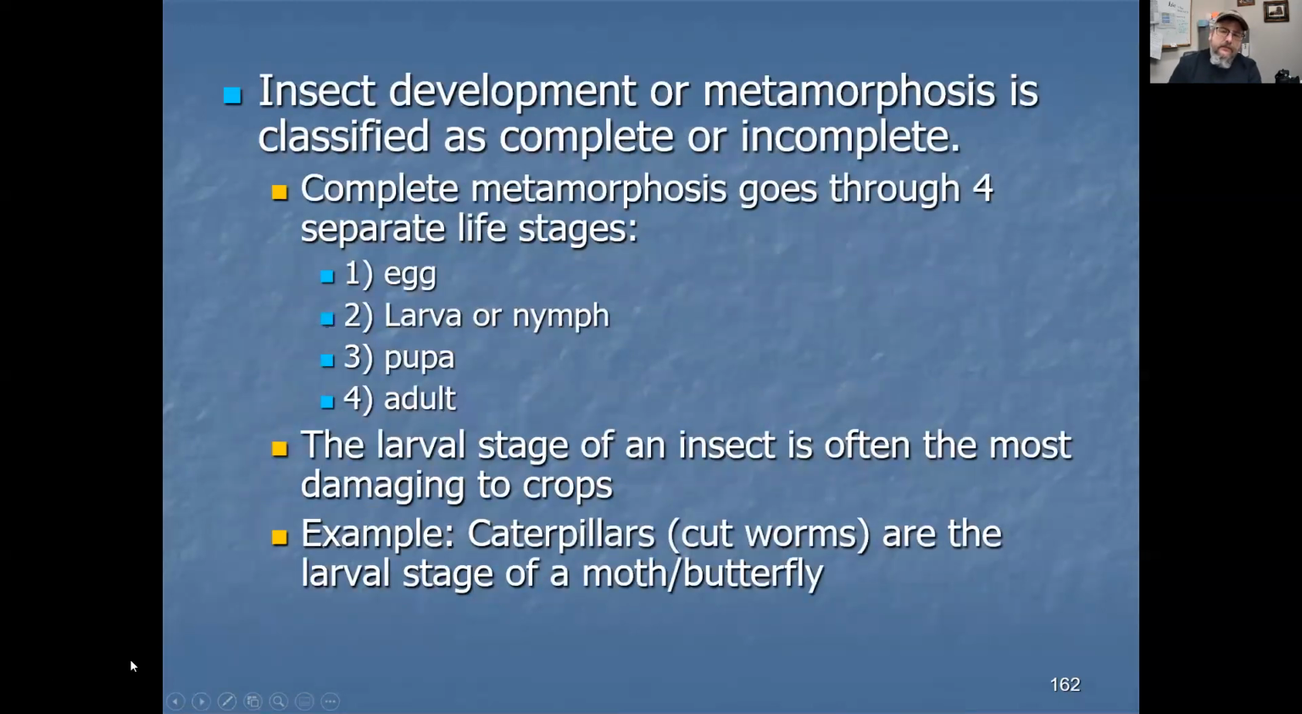Insect development or metamorphosis is classified as complete or incomplete. So complete metamorphosis goes through 4 separate life stages. So you have an egg stage, a larva or nymph stage, a pupa stage, and then the adult stage. The larval stage of an insect is often the most damaging to crops. So this would be the worm, caterpillar stage, grub stage.